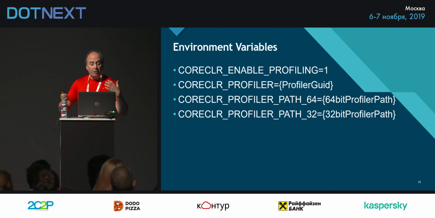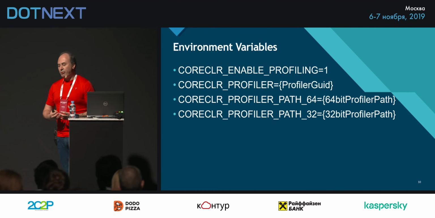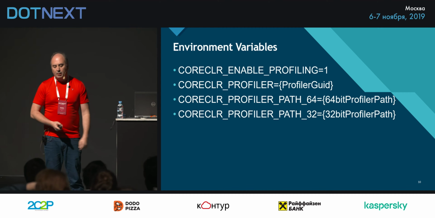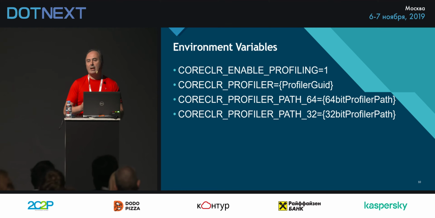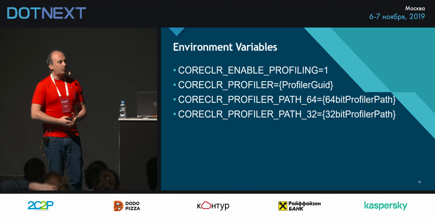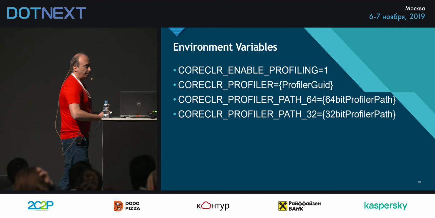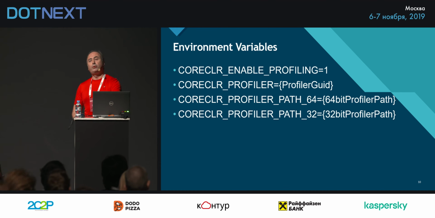So this is the theory, and these are the variables we're going to use in order to make a profiler work. The first variable, this is the one I didn't mention yet, is CORECLR_ENABLE_PROFILING equals 1. This is the one that's saying, hey, I want a profiler. If that variable is not set to 1, then the rest of the variables are useless and will not do anything. And now that we have a profiler, we have to specify the GUID for the profiler.